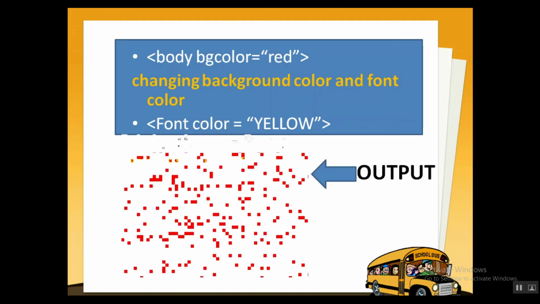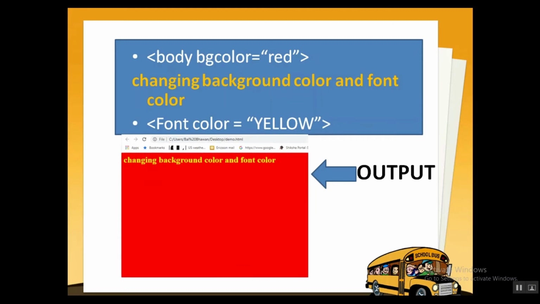How it will display the output? The display will look something like this. The entire page will turn to red color and whatever text I will write, that will appear in yellow color. Now one thing to note here is the spelling of color. The spelling of color will be C-O-L-O-R and not C-O-L-O-U-R. And there should be no space between BG and color, otherwise this is going to give you the error message.